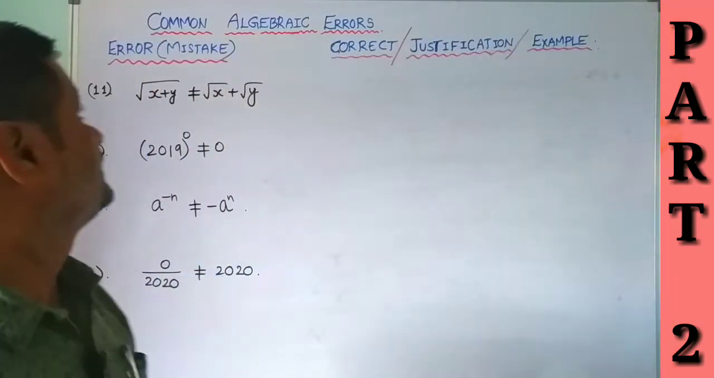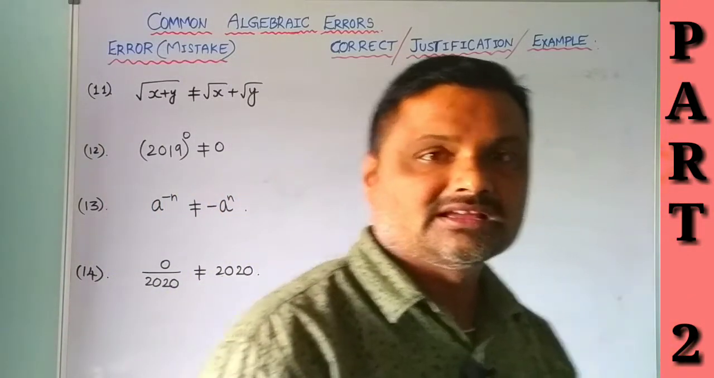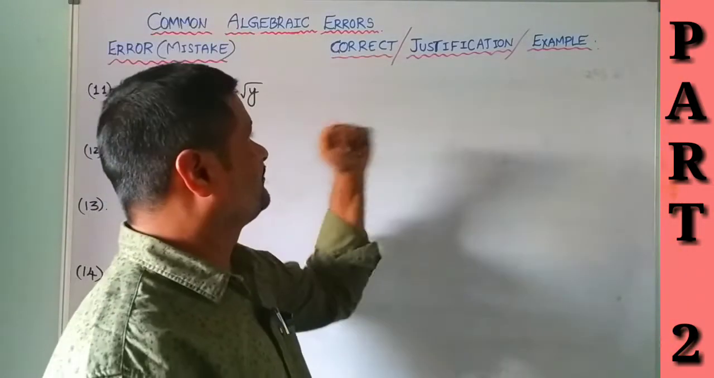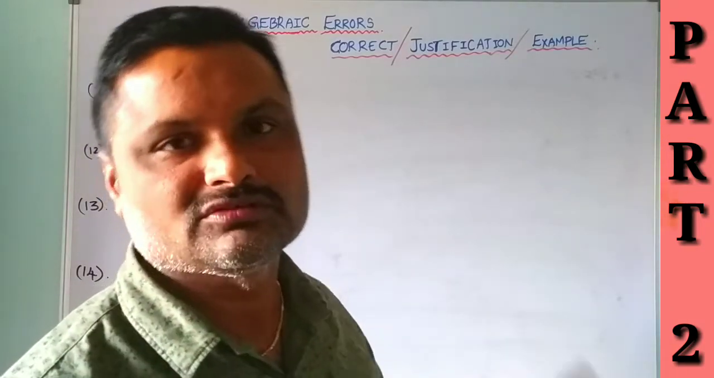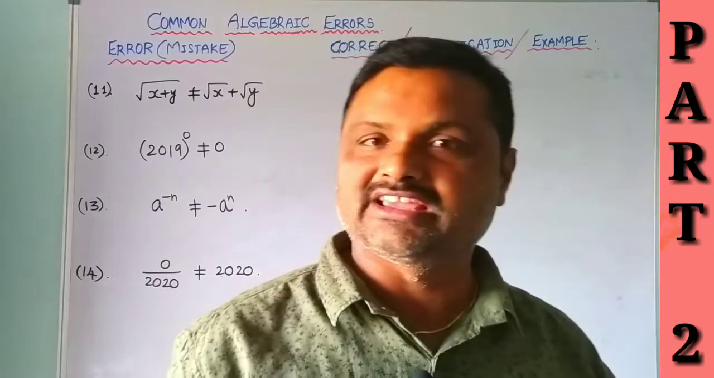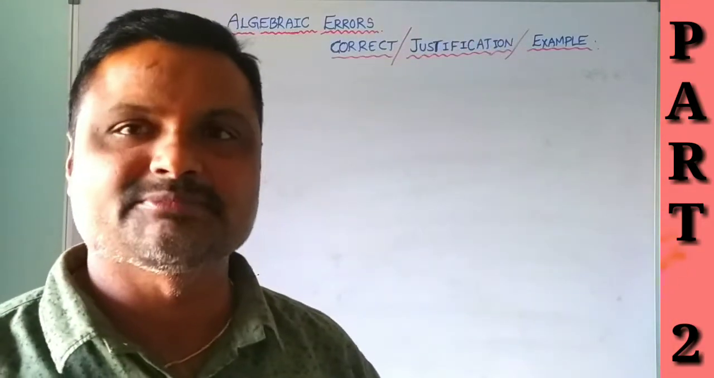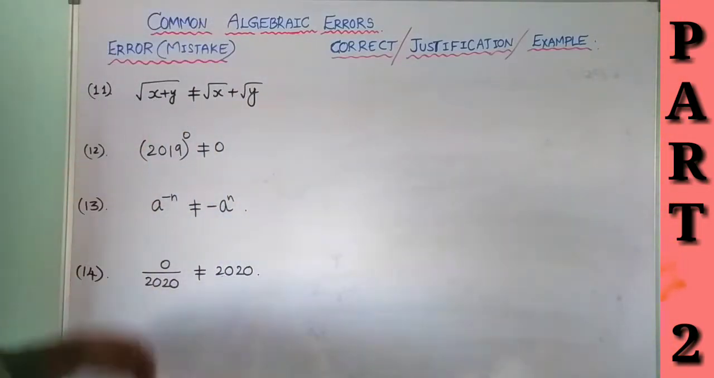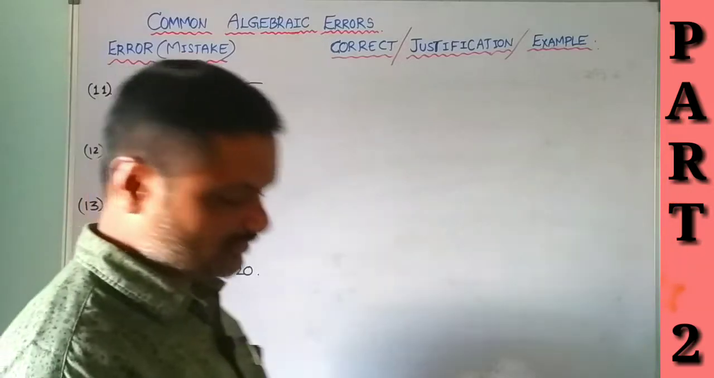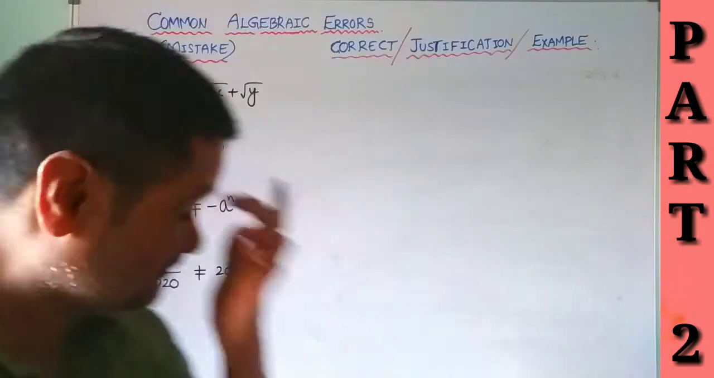Common algebraic errors, mistakes, we are going to correct them with justification and examples. Previously we discussed part 1, now part 2. First, root of x plus y is not equal to root x plus root y. Let us go through it now.